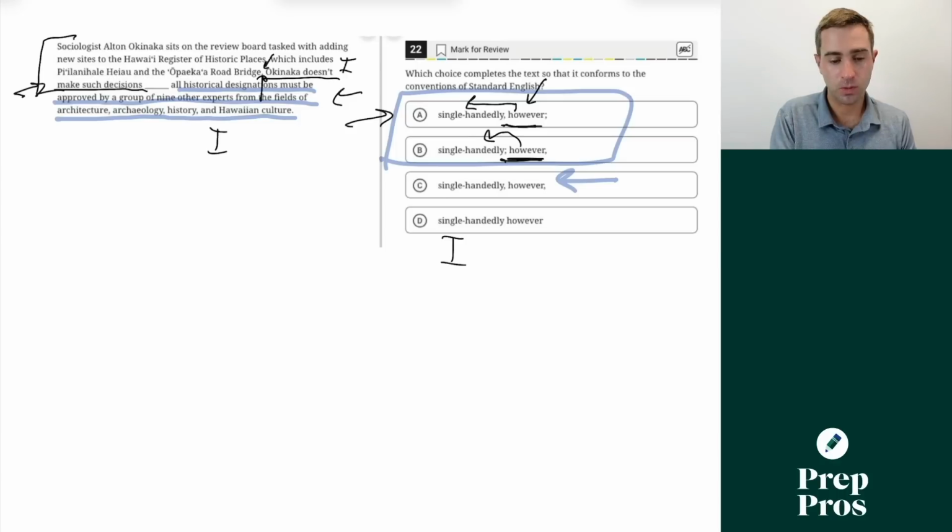That makes sense. We're saying this person is sitting on the review board, they're involved in these decisions, but they don't get to make the decisions alone. We're showing a clear contrast there. That's why A is correct.